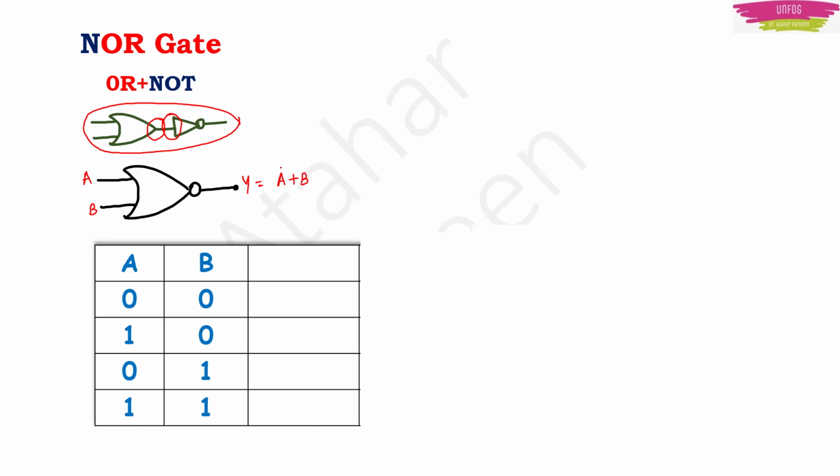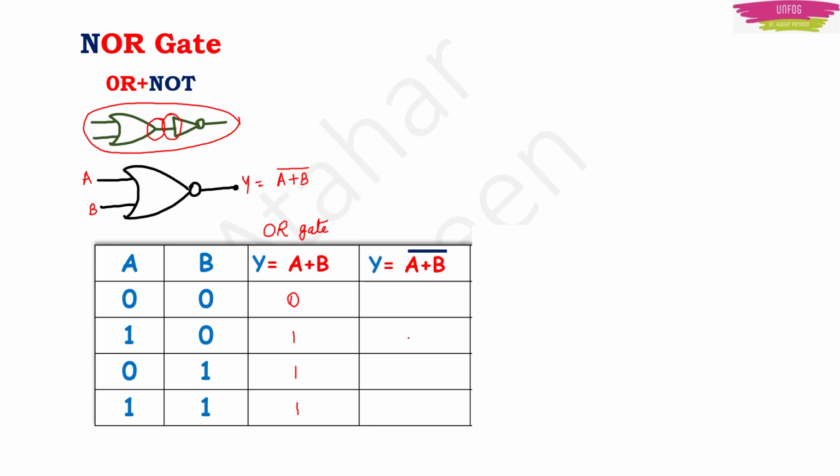So your Boolean expression for OR gate was A plus B. For NOR gate, it will be complement of A plus B. In the truth table, for our OR gate, for 0 and 0 input, output will be 0. And if 1 and 0 is there, then output will be 1. If 0 and 1 is there, then also output will be 1. And if both inputs are 1, then also output will be 1. So this was for our OR gate, isn't it? Now we said that for NOR gate, we need the complement. So write the complement here. The output will be 1. Complement of 1 is 0, 0 and 0. So this is the truth table for NOR gate.